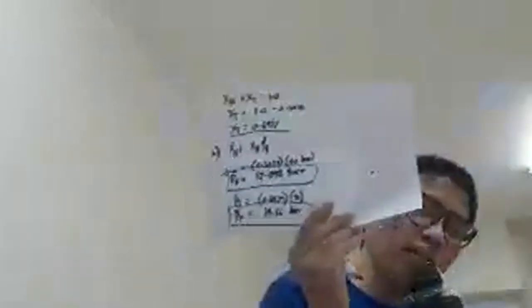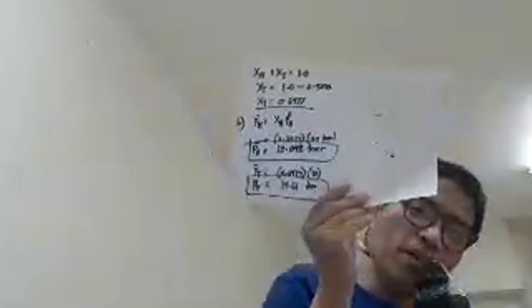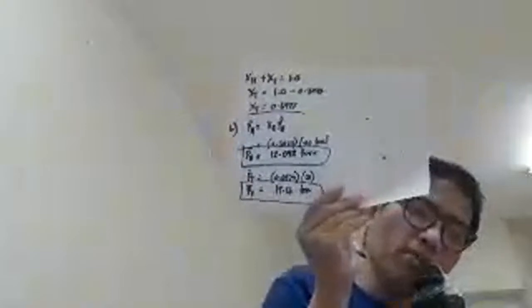So that's the partial pressure of toluene. Now we can answer letter B. The partial pressures of toluene and heptane are already computed. It states: what is the partial pressure of heptane and toluene? The partial pressure of heptane is 12.092 torr, and the partial pressure of toluene is 14.66 torr. We answer letter B.